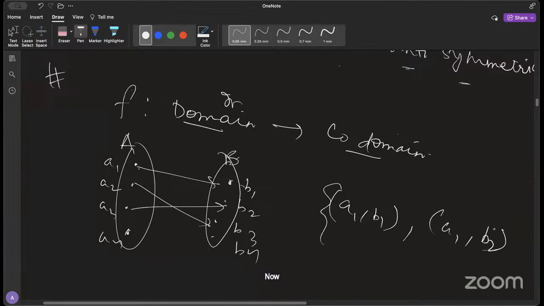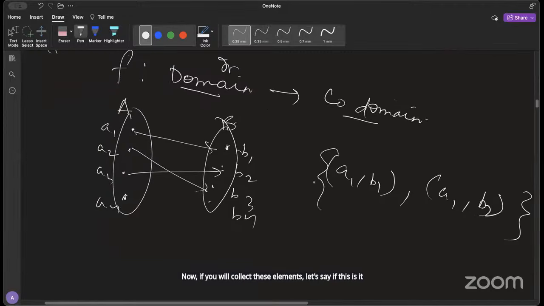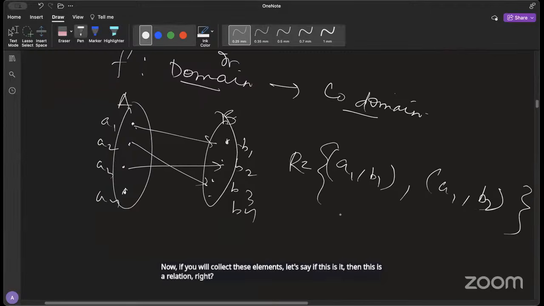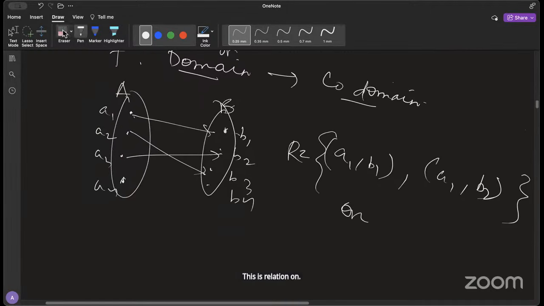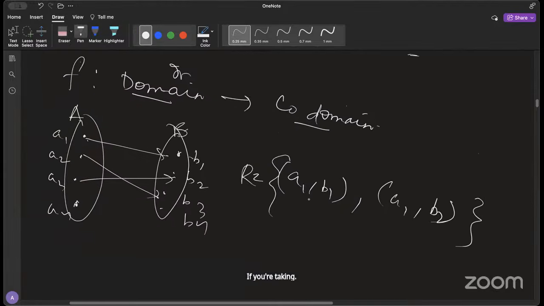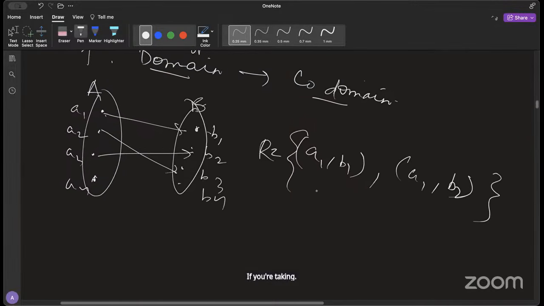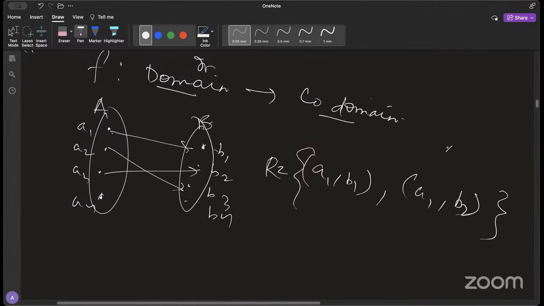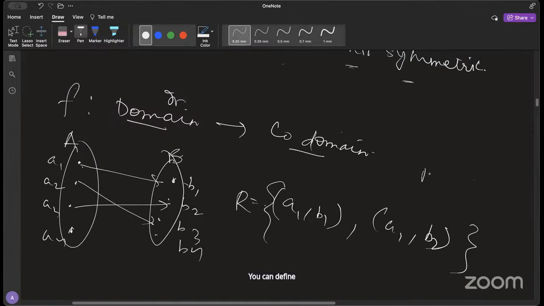Now if you collect these elements, then this is a relation, right? This is a relation because it's a subset of A cross B. You can define your relations on A cross B. They can be subsets of A cross B as well, right?